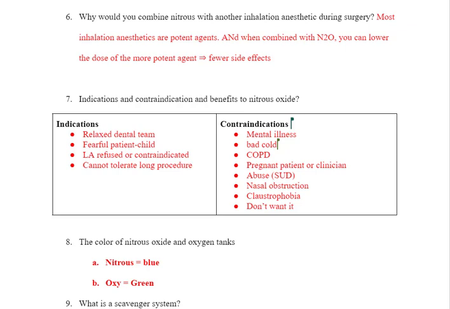All right, so universal colors of the tanks: nitrous is blue, oxygen is green. And they've even now made sure the tubing is the same color, and the clamps. They really want to make sure that you are not giving someone a whole bunch of nitrous by accident.